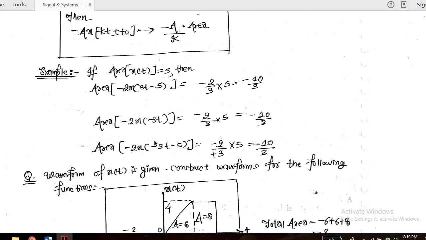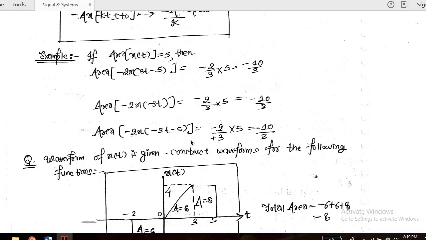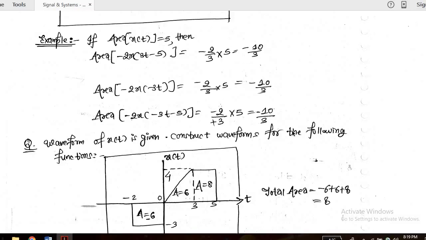Area of minus 2 into x of minus 3t minus 5. So this factor comes as it is. Time shifting has no effect on area. Time inversion has no effect on area. So area is divided by 3 here. Your answer is minus 10 by 3.